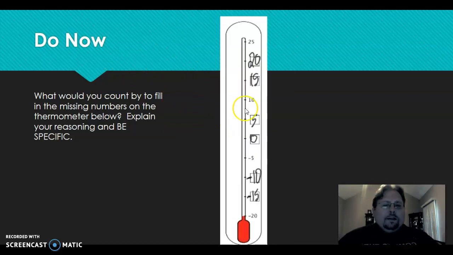Looking at this, because the numbers ended in 0 and 5 that were already there, I went ahead and said, okay, how about I try counting by 5s? So looking at 10, I knew 5 above 10 was 15, and then another 5 was 20, and another 5 is 25. So that works out here. Now let's count down from 10. 10 minus 5 is 5. 5 minus 5 is 0. 0 minus 5 is -5. So that works out there.